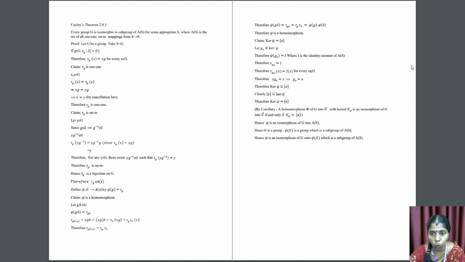Hence psi is an isomorphism of G into A(S). Since G is a group, psi(G) is a group which is a subgroup of A(S). Hence, psi is an isomorphism of G onto psi(G), which is a subgroup of A(S).